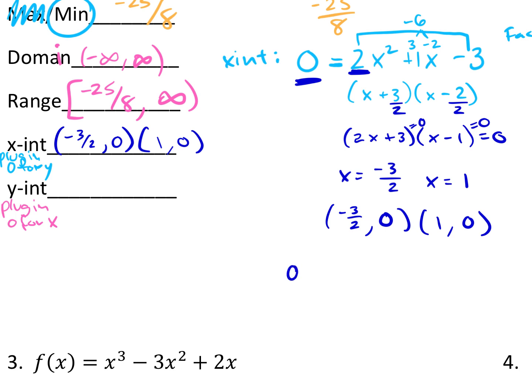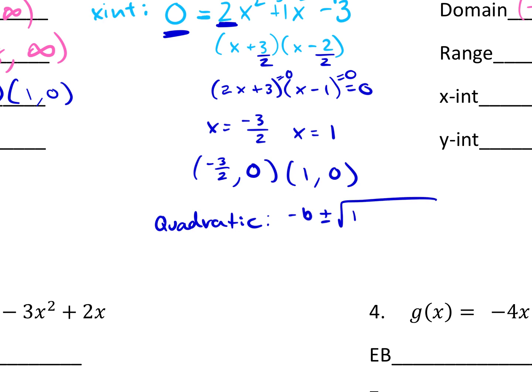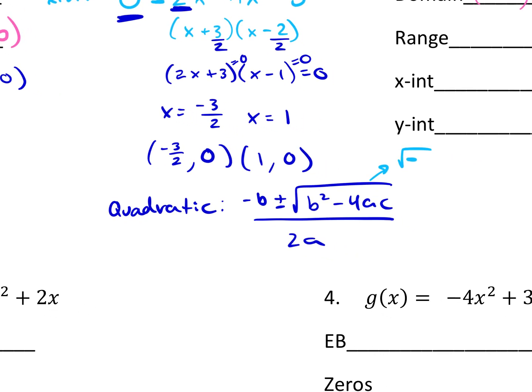Quadratic, if it didn't factor, which is negative b plus or minus the square root of b squared minus 4ac over 2a. What if I ended up with a negative under the square root? What does that mean? Imaginary. So if it's imaginary, then would I have the x-intercept? No. So if you end up with a negative under the square root, it's no x-intercept.